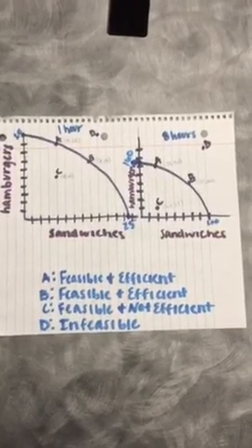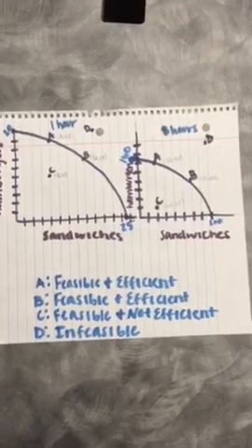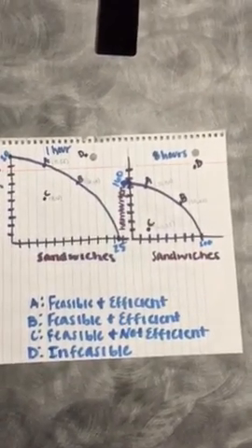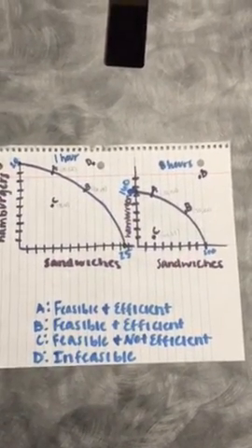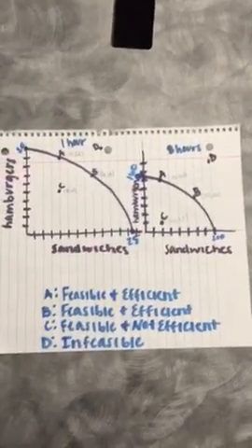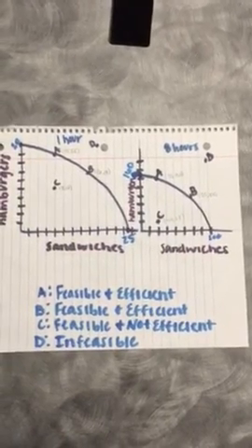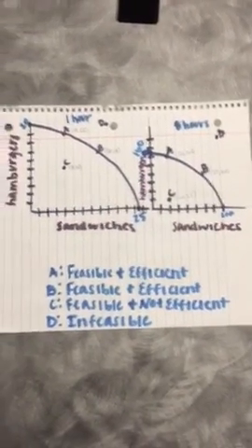For 8 hours, it's similar to 1 hour, with it being that I can make 200 sandwiches and no hamburgers, or I can make 160 hamburgers and no sandwiches, represented by the endpoints. Points A and B are also feasible and efficient because they lay on the line.